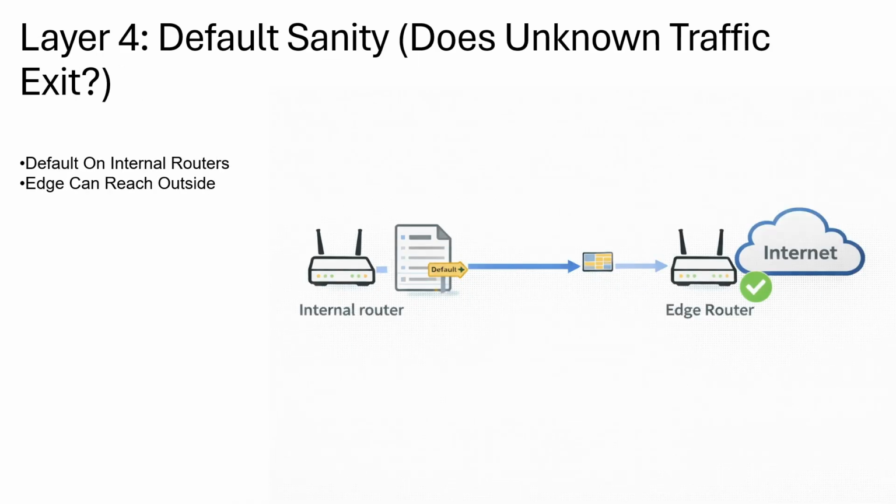Layer 4. Default sanity. If your design includes default injection, conceptually, do internal routers have a default route learned via OSPF? Does it point to the correct edge router? And does the edge router actually have a working path to the outside? Because default injection without real upstream connectivity is useless. So the final proof is that the inside routers know where to send everything else, and the edge router can actually forward that.